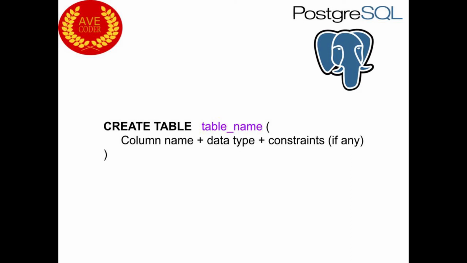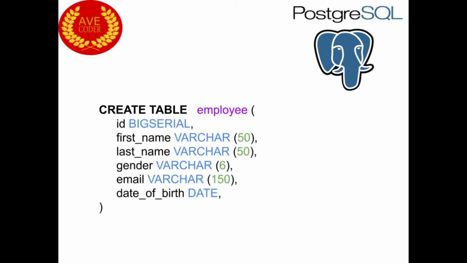Alright, so this is an example of how the query to create the table is going to look. We have the command create table followed by the name of the table, and inside the brackets we have column names, their data types and constraints if we have any. Imagine we're going to create a table called employee with ID, first name, last name, gender, email and date of birth for our example. Let's switch to our shell and get it done.